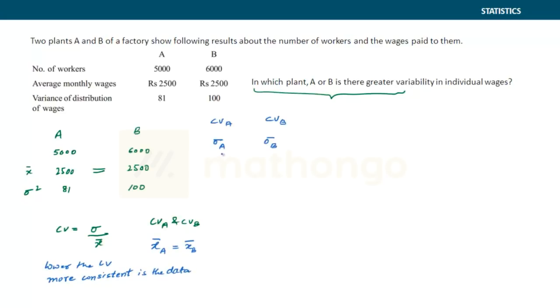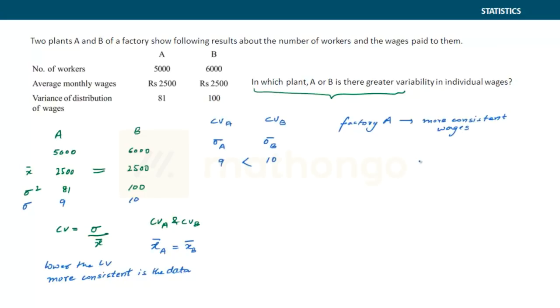So we need to find just the sigma here, which is already given. So sigma becomes 9 and 10. Here the sigma is 9, here it is 10. So which is less? Yes, A is less. So that means factory A has more consistent data, you have more consistent wages, which is something very good.